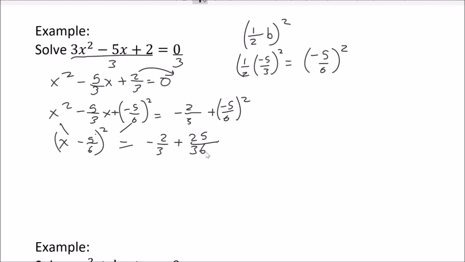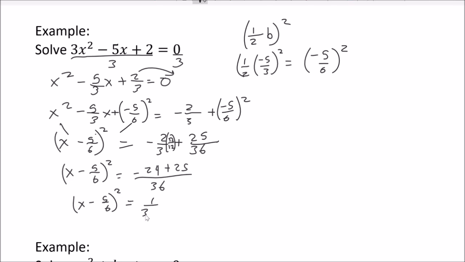25/36. Looks like we need to multiply on top and bottom right here by 12 to get a common denominator. So let's see what we get. X minus 5/6 quantity squared. And then we get negative 24 plus 25 over 36. So x minus 5/6 quantity squared once again. So we're just kind of working on the right side now. Okay, and I get 1 over 36.